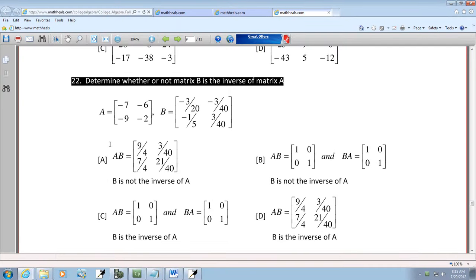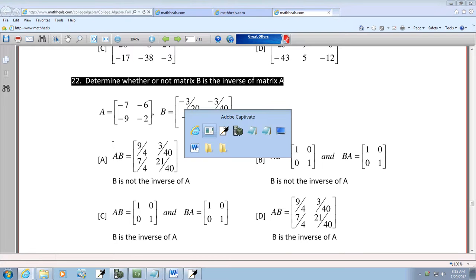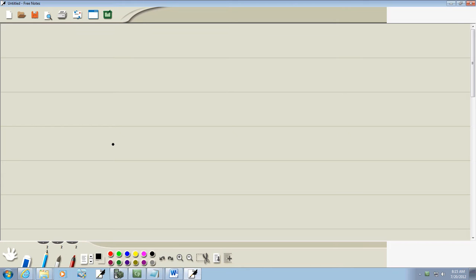Let's take a look at number 22. It says determine whether or not matrix B is the inverse of matrix A. Well, first off, let's talk about inverses. If A and B are inverses, so we got a matrix A and we got a matrix B, they're inverses if, when you multiply A times B, that gives you the identity matrix, and you multiply B times A, that gives you the identity matrix.